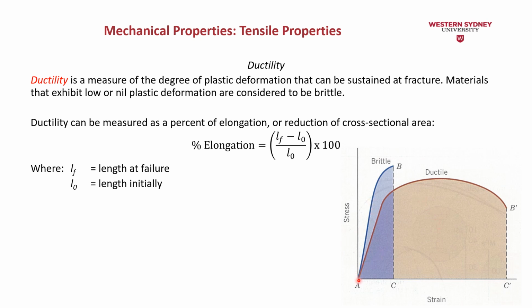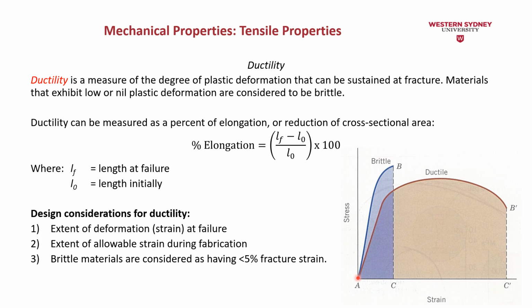Some of the materials are actually going to break at the point A, like ceramic, which has no ductility at all. So the design considerations for ductility are, first, the extent of deformation, which is the strain at failure, and second, the extent of allowable strain during fabrication. Brittle materials are considered to have less than 5% fracture strain.